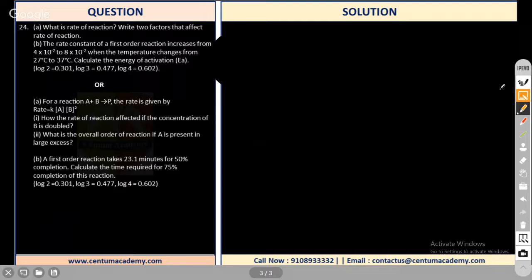Okay. Good. So you see the rate constant of first order reaction increases from this to this. So I'll just write down K1 is the rate constant at temperature T1. Given value is 4 into 10 to the power minus 2. Like I said in the first class, you have to write down the data first, all the data given in the question. K1 is equal to this and temperature at T1. So what is T1? It is 27 degrees Celsius.